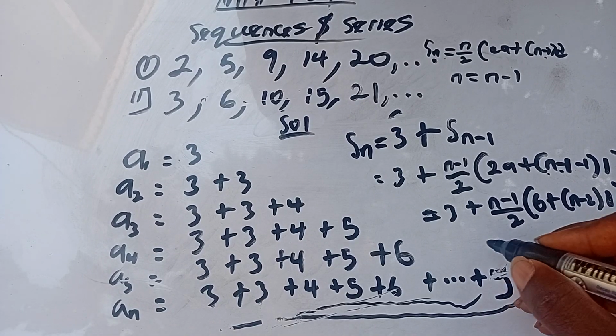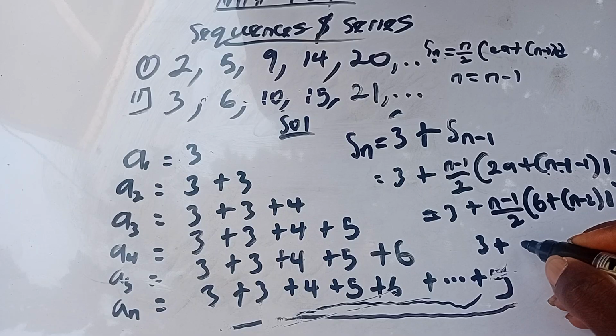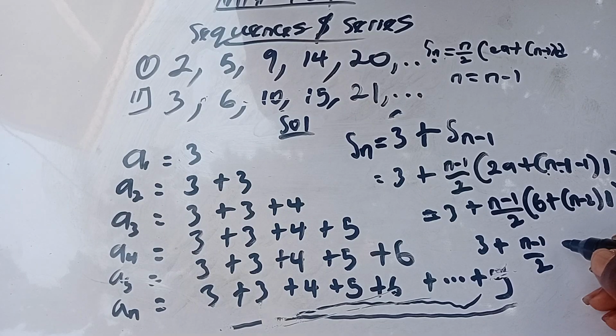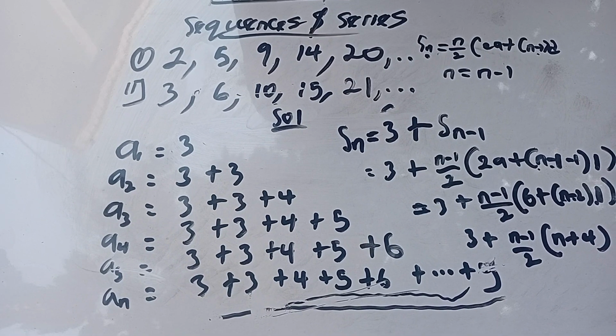So here we have 3 plus n minus 1 over 2 into 6 plus n times 1, which is n, minus 2 times 1, which is minus 2. Minus 2 plus 6 is 4. So here we have n plus 4.